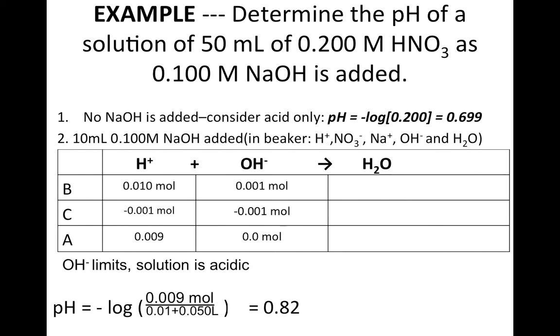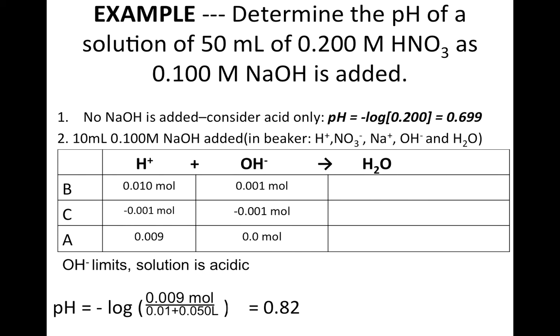So let's go through an example problem. We have to determine the pH of a solution of 50 milliliters of 0.2 molar HNO3, a strong acid, as we add 0.1 molar sodium hydroxide. This isn't asking us to look at a specific volume of sodium hydroxide added. This is asking us to pick several volume points and do the math to figure out what the pH is.